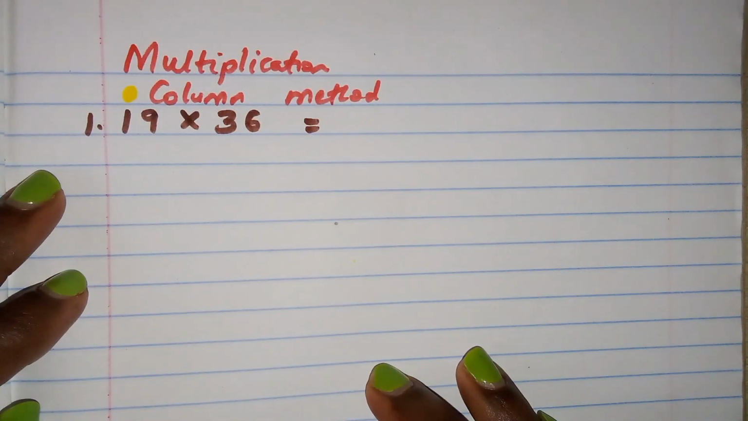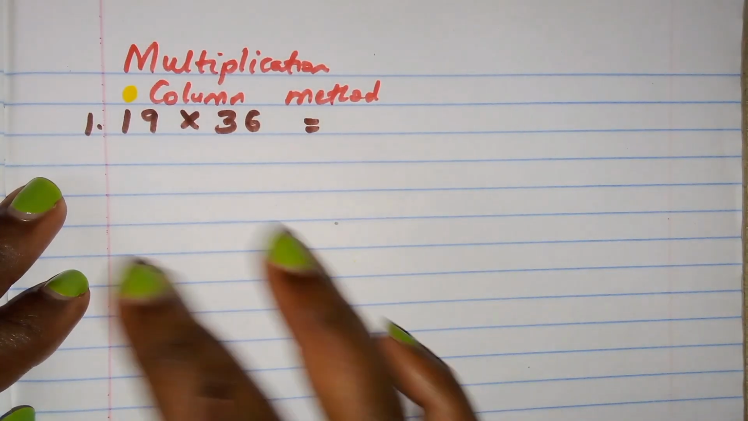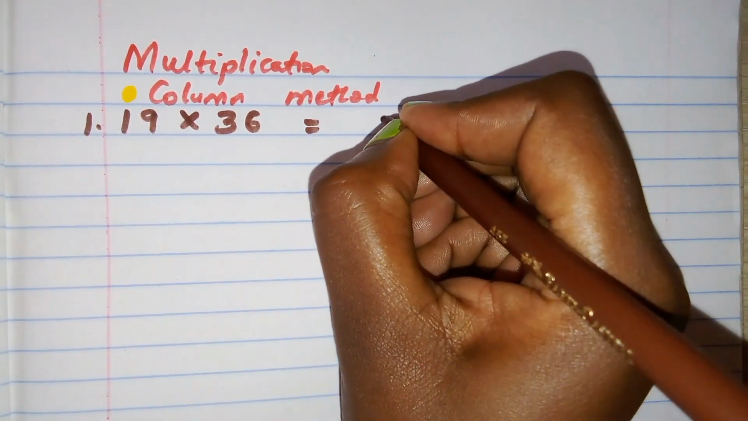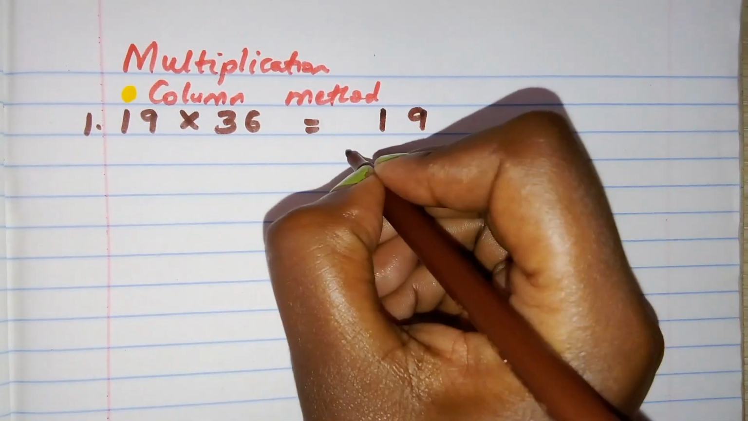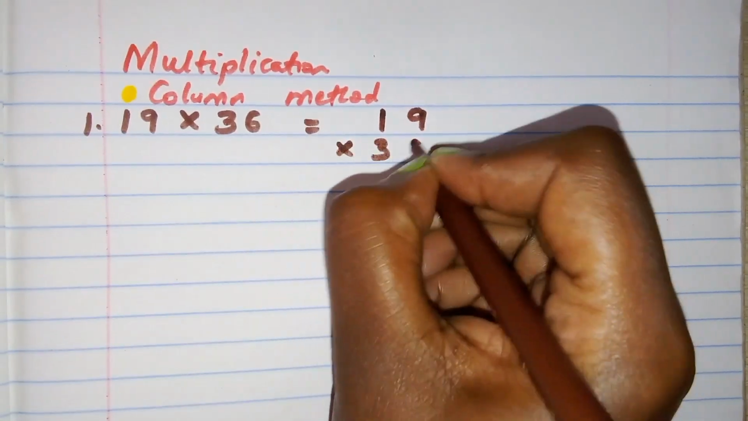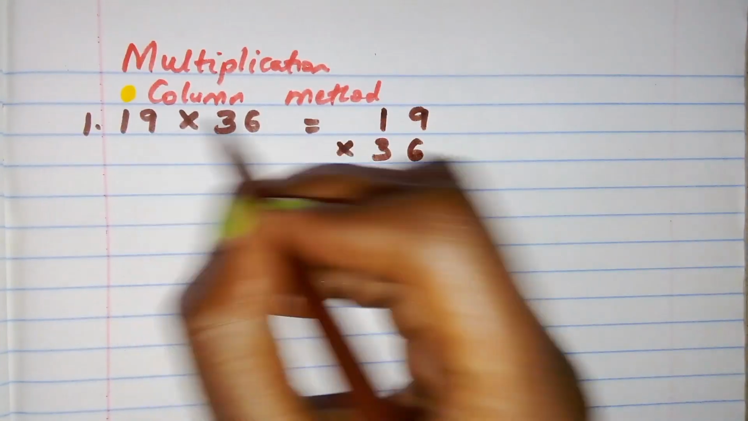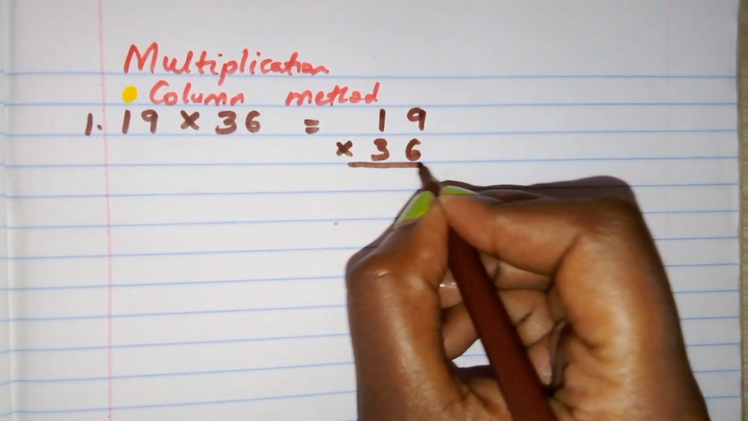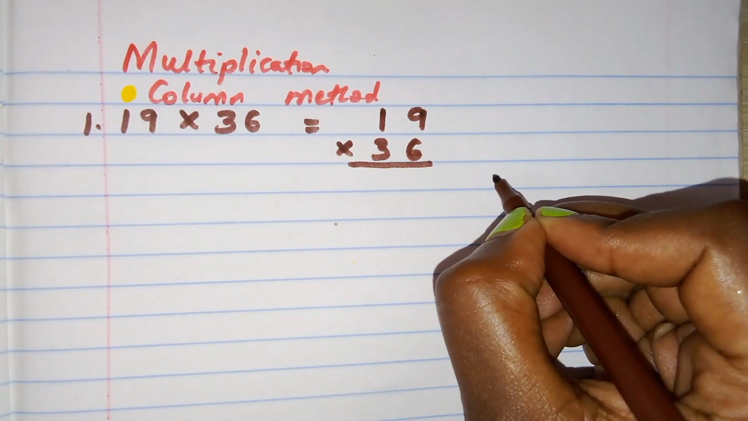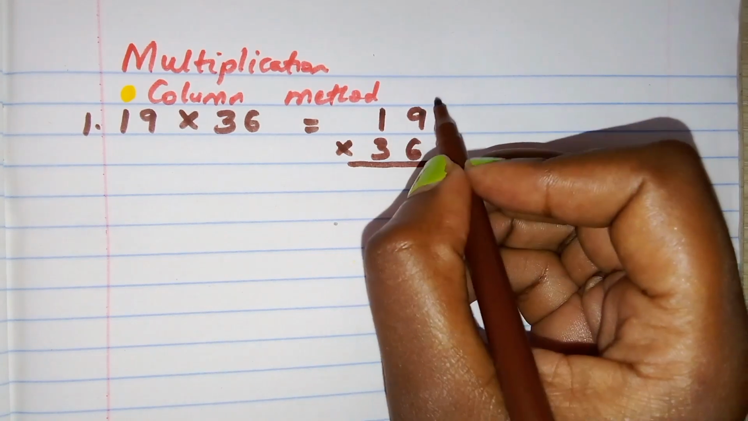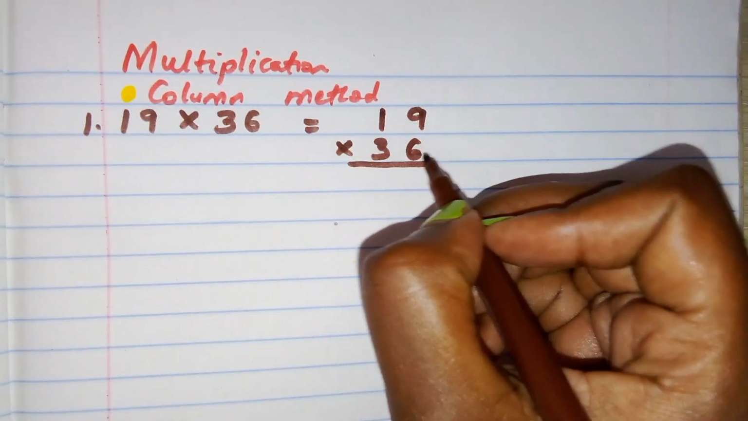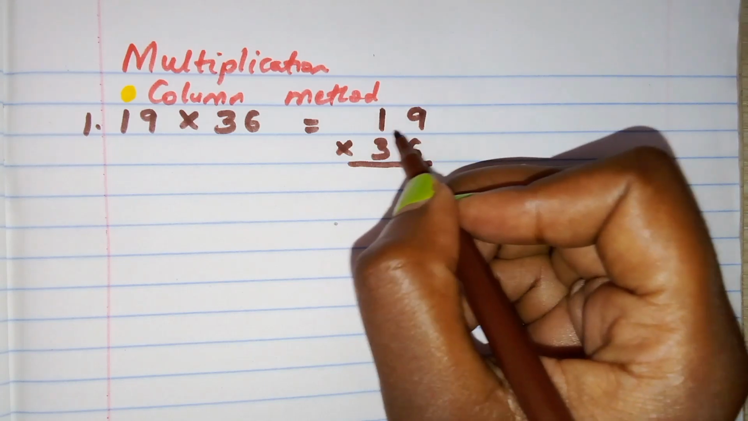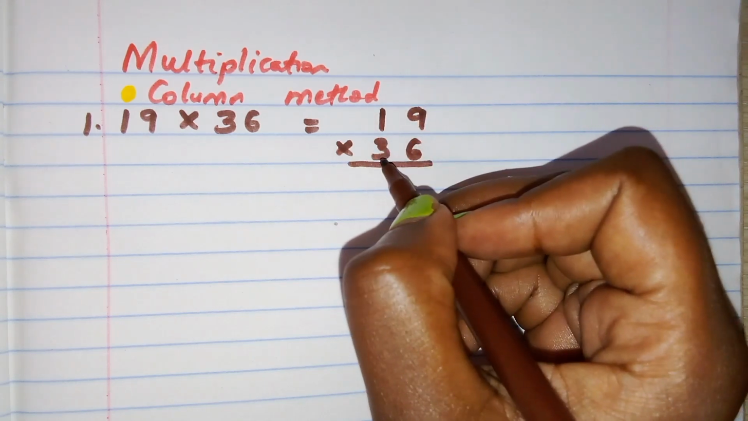Okay, next topic we have multiplication. So we'll start with the column method. We have 19 times 36. So we write them in column method, times 36. The units should be on the same line, and then the tens should be on the same line. So we start with the 19, the number on top, you multiply it by the ones, and then you do the same number on top, multiply it by the tens.